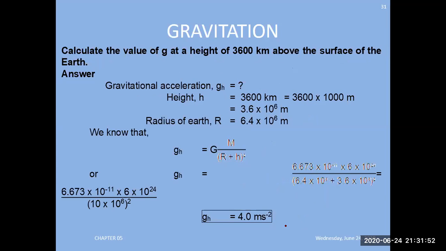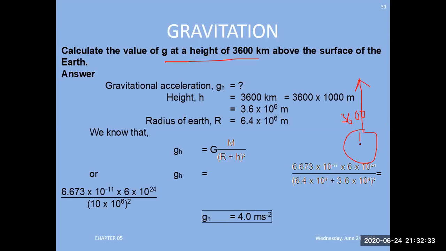So here is another one. Calculate the value of g at a height of 3600 kilometers above the Earth's surface. Suppose this is the Earth, and here it is above the surface. I am making it a little large so that you can understand easily. Suppose the object is at 3600 kilometers above the surface.